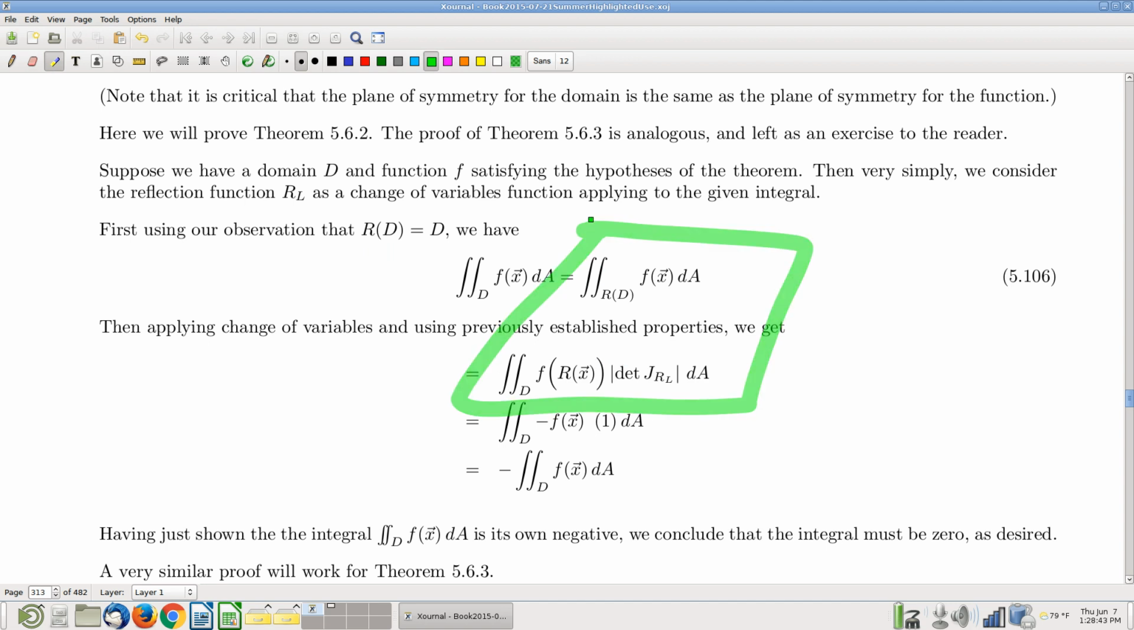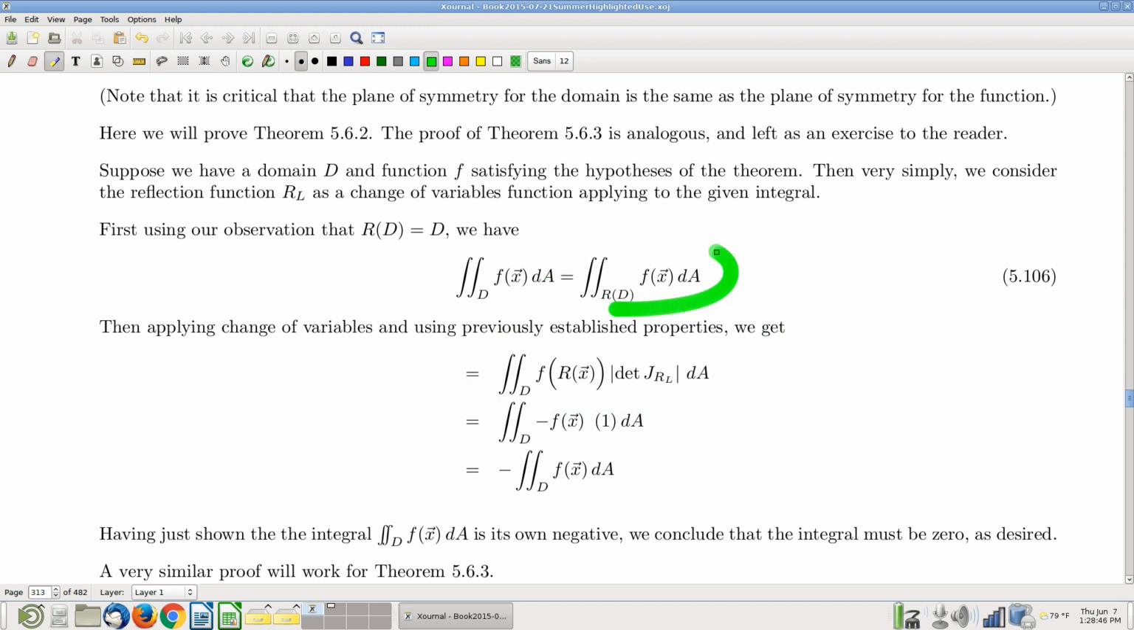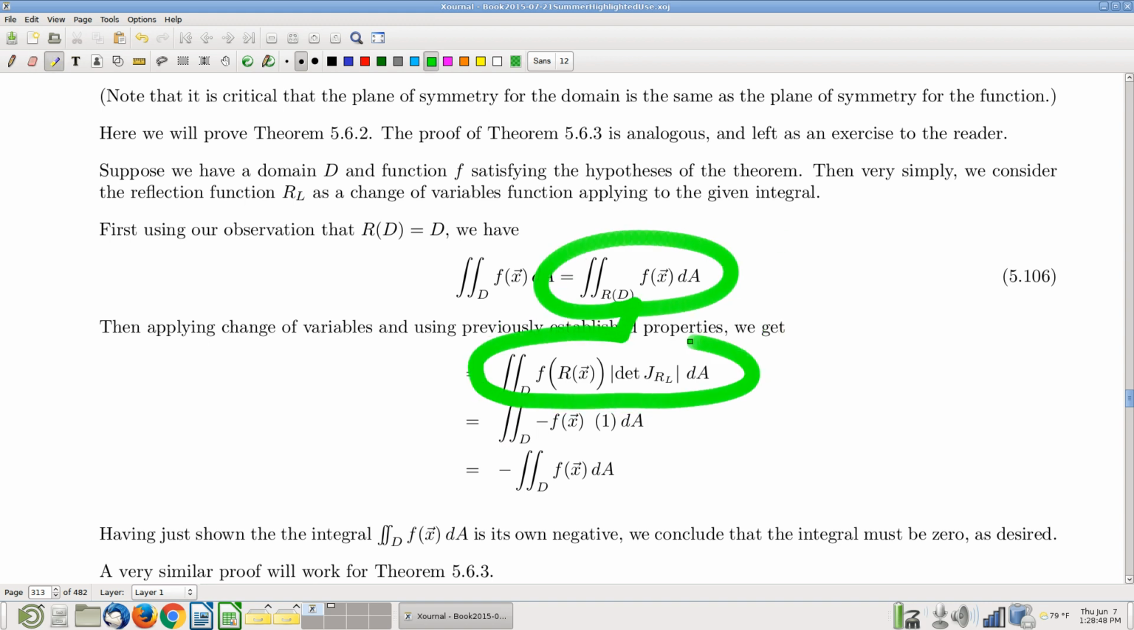Here, let me circle this like this. This is a change of variables. If you notice here, I have an integral over an image domain. I can pull back to the original domain, which of course is the same domain. But anyway, that's the image by way of the reflection.